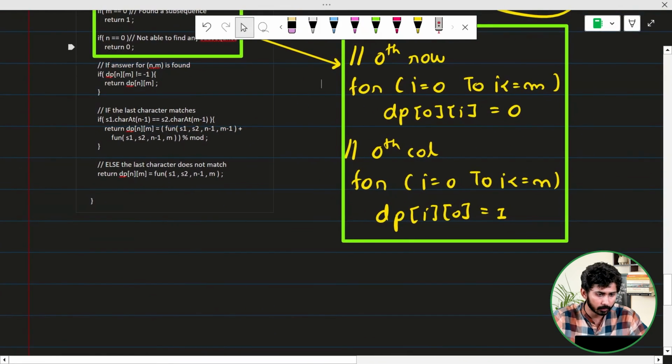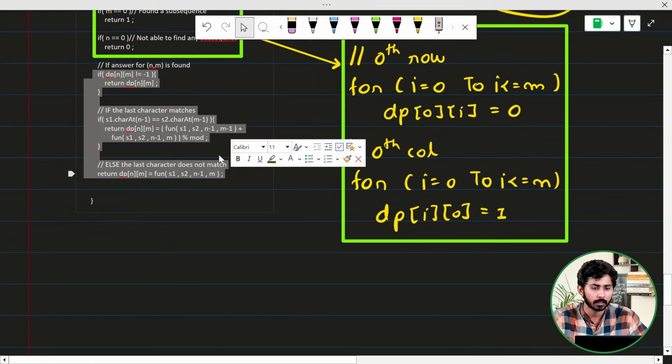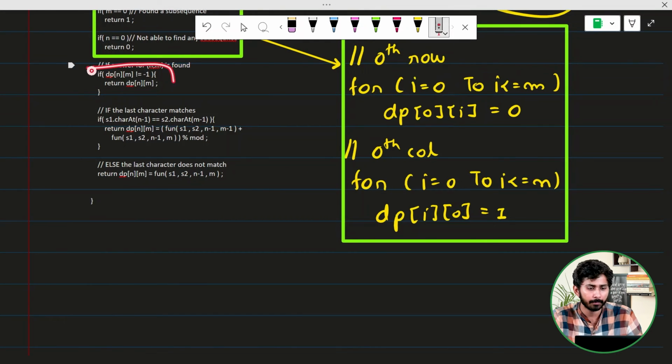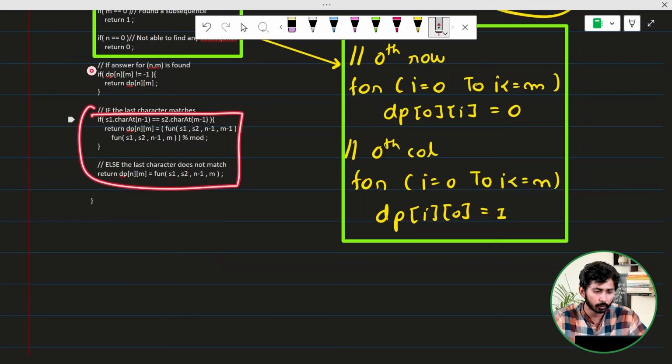So I'll copy this code, this part, and see the check that I have used over here: dp of n comma m is not equal to -1, so I'll return dp of n comma m. This is required when we use recursion. In tabulation we are not using recursion, so this condition is not required because this is the top down approach. Now this part will be converted into so-called tabulation.